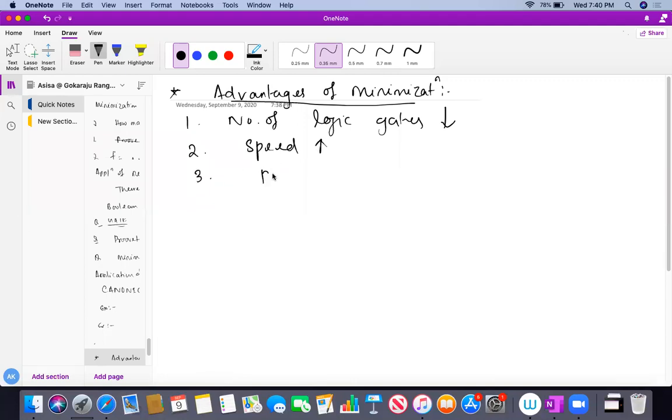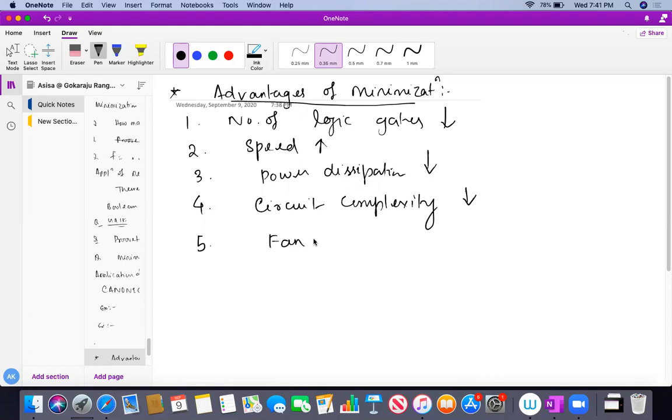Next, power dissipation obviously decreases. As the delay decreases, the power dissipation decreases. Next advantage is that circuit complexity reduces. These are all very important, students, and some related questions you can get from the GATE exam. Next, fan in. What is fan in, students? It is the number of inputs a logic circuit can drive. The fan in also reduces. Next, the cost of the design also reduces drastically.